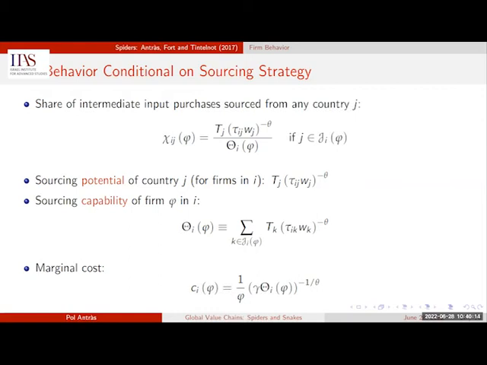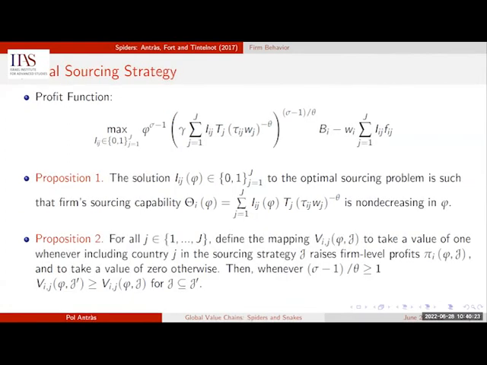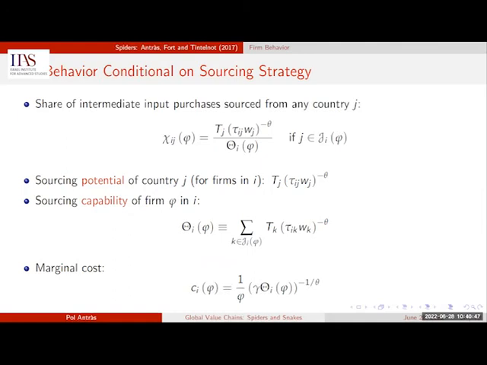Moving from marginal cost to operating profits is very easy. I have downward sloping demand with constant elasticity. This looks a bit complicated, but that's what you would expect: a profit function where operating profits are a power function of my core productivity. Then there's a term related to my sourcing capability, which I had in the previous slide, to some power that is partly shaped by the demand elasticity downstream and by this exponent I had here, okay?